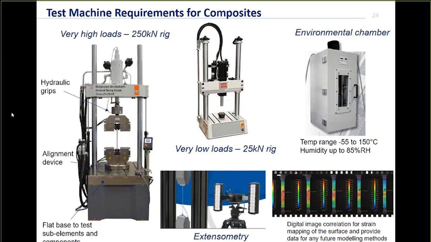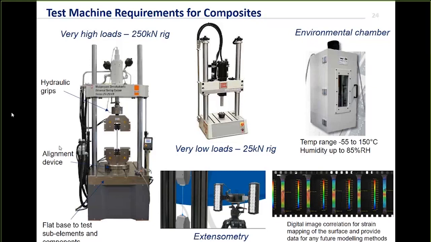Other challenges, test machine requirements. Composites, carbon fibre composites in particular, are very strong in the fibre direction and very weak in the transverse direction. So it's very difficult to test all your specimens on one rig. So for 0 degree UD unidirectional tests, you probably need a 100 kilonewton rig. That should be enough. But that won't really give you enough resolution for your 90 degree tests, which are very weak, and so you'd be better off doing that on a much smaller rig, such as a 5 kilonewton machine.